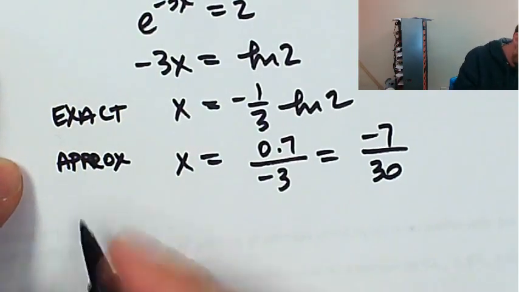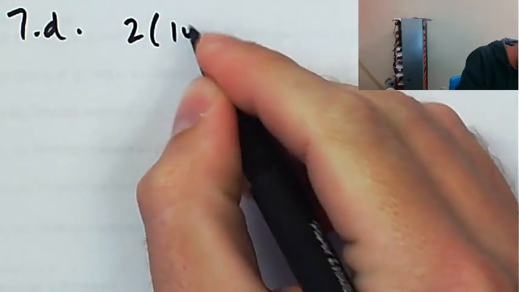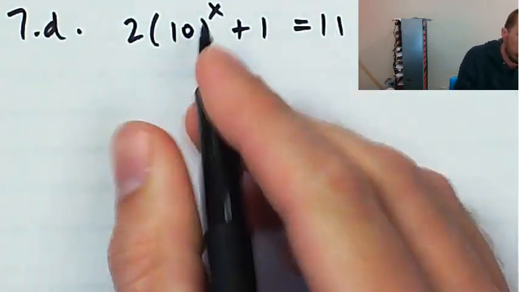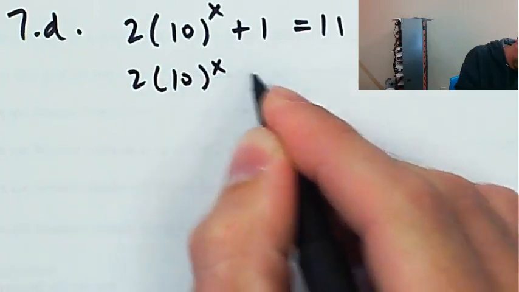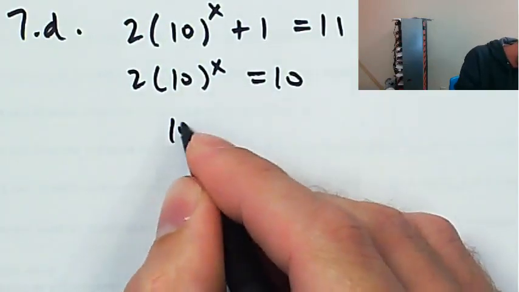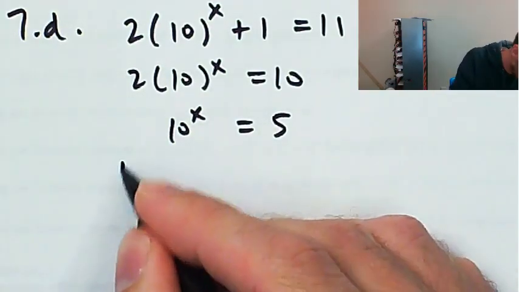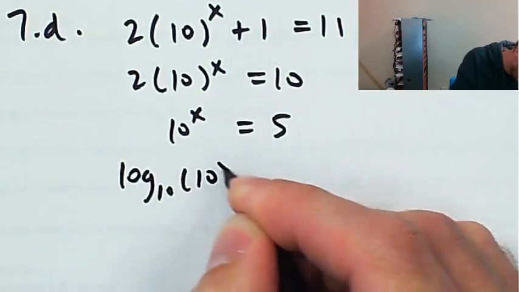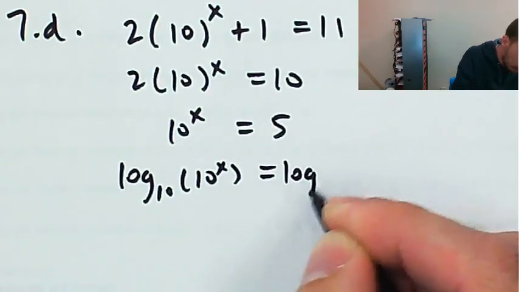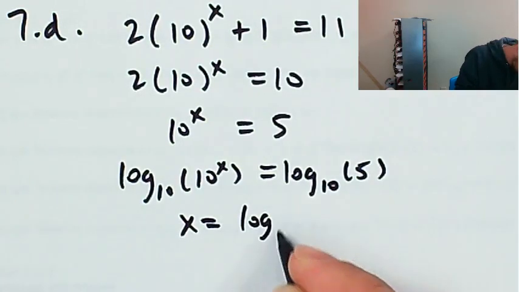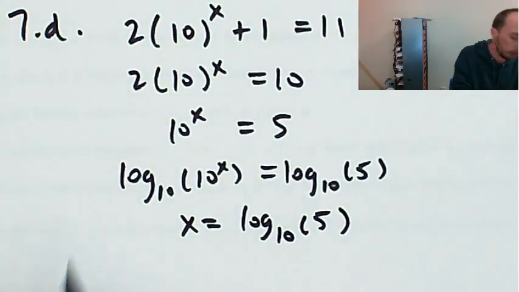Okay, and then the last one, 7d, would be 2 times 10 to the x plus 1 equals 11. Okay, so I subtract 1, divide by 2, take the common log of both sides, so the log base 10 of 10 to the x, and that's just going to be x, is log base 10 of 5. So x equals log base 10 of 5. That's my exact value.